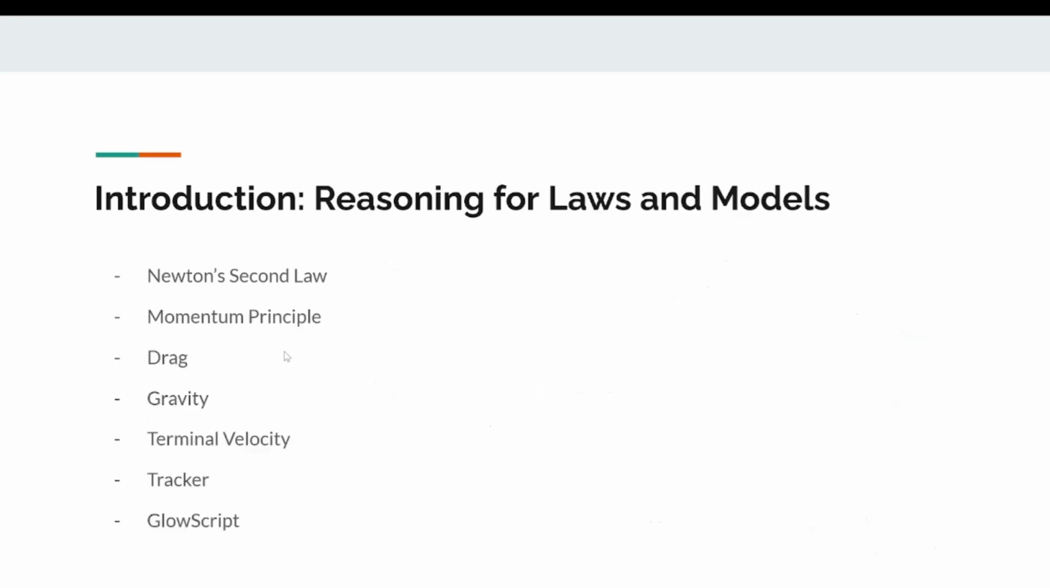Okay, so the reason behind the laws and models for this lab. Newton's second law is important for this lab because there's always a net force acting on the object, which results in an acceleration which changes the velocity over time, and this is important to acknowledge for this lab for that reason. Momentum principle is important because there's momentum that is being changed based on the force that is always acting on the object, and this results in changes in velocity that are important to realize.